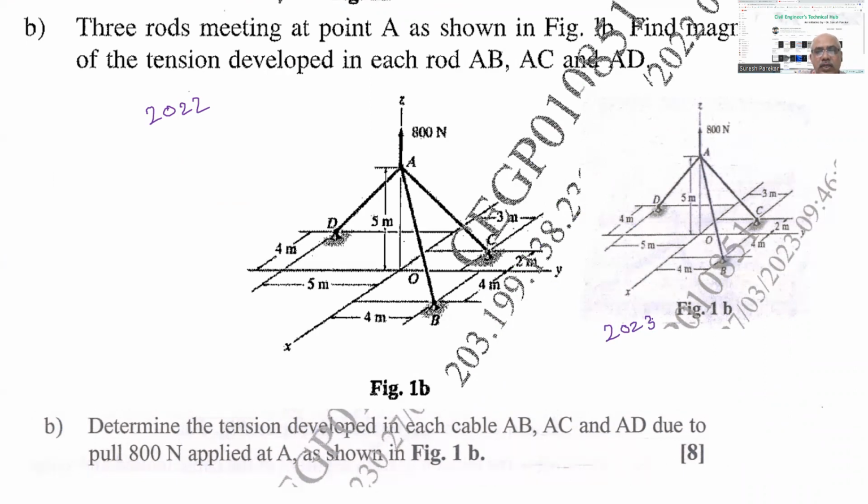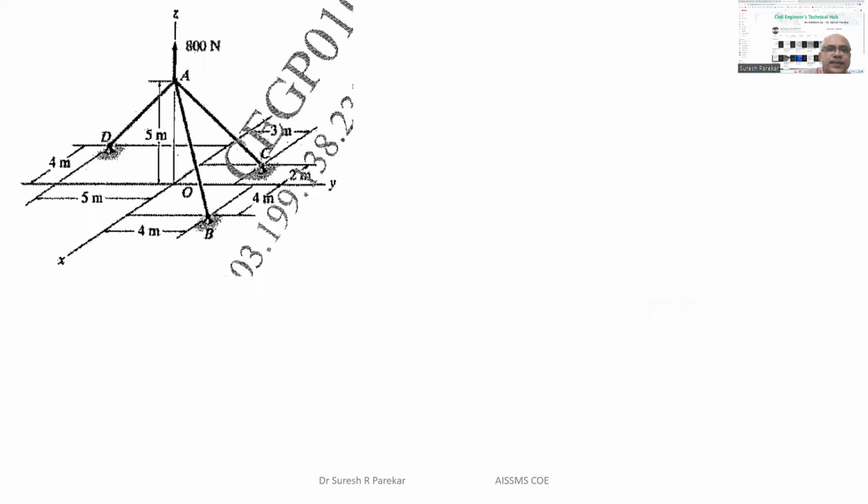So now we will go to this question. We have three rods meeting at point A as shown in figure. Find the magnitude of the tension developed in each rod, AB, AC and AD. Here it was mentioned, determine the tension developed in each cable. One says cable, one says rod. So now we have to write the coordinates. A is on the Z axis, so we have coordinates 0, 0 and 5.